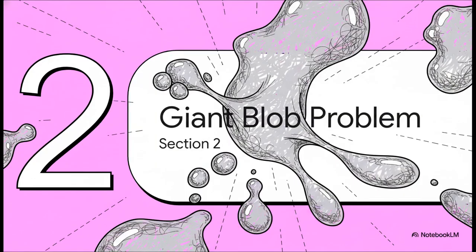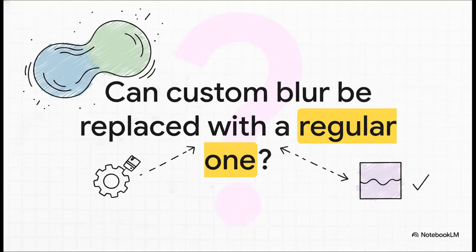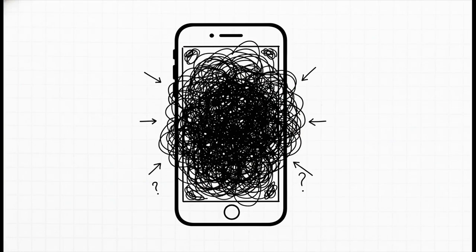Section 2, the giant blob problem. So, as elegant as this concept sounds, the default system-level approach fails. And, it fails spectacularly. The pivotal question you're probably asking as a developer right now is, can we just use a regular built-in system blur, like a render effect? It would save us hours of work, right? Unfortunately, the answer to that is a hard no.